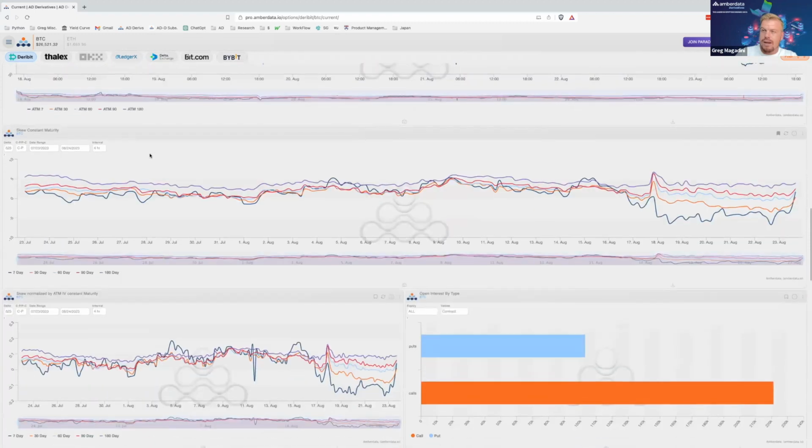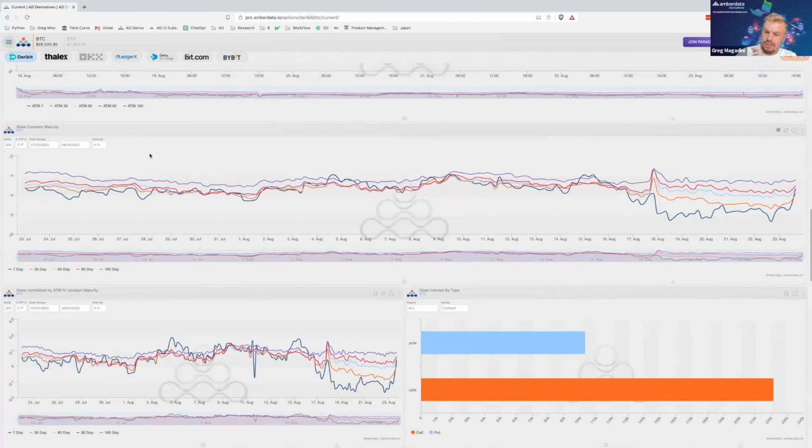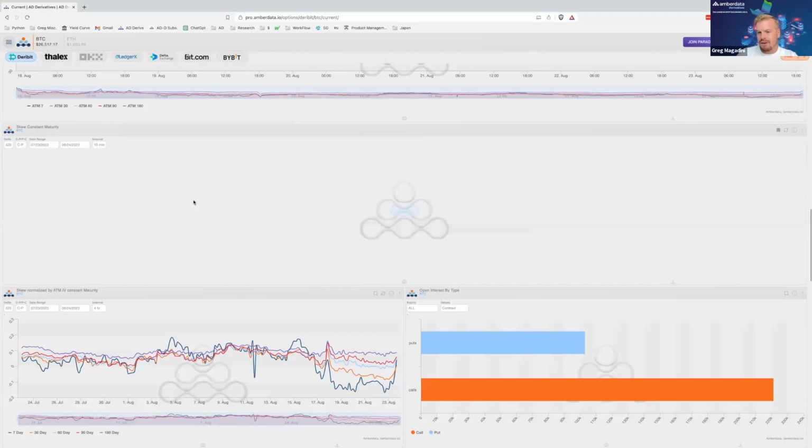If I scroll down a little bit more here, I can see the constant skew. When I say constant, I mean these constant expirations, 7 days till expiration, 30 days till expiration, and so forth. And then here I'm looking at call implied volatility minus put implied volatility. In this case, I'm looking at a 25 delta space. And it gives me a really good idea of how expensive calls are versus puts.